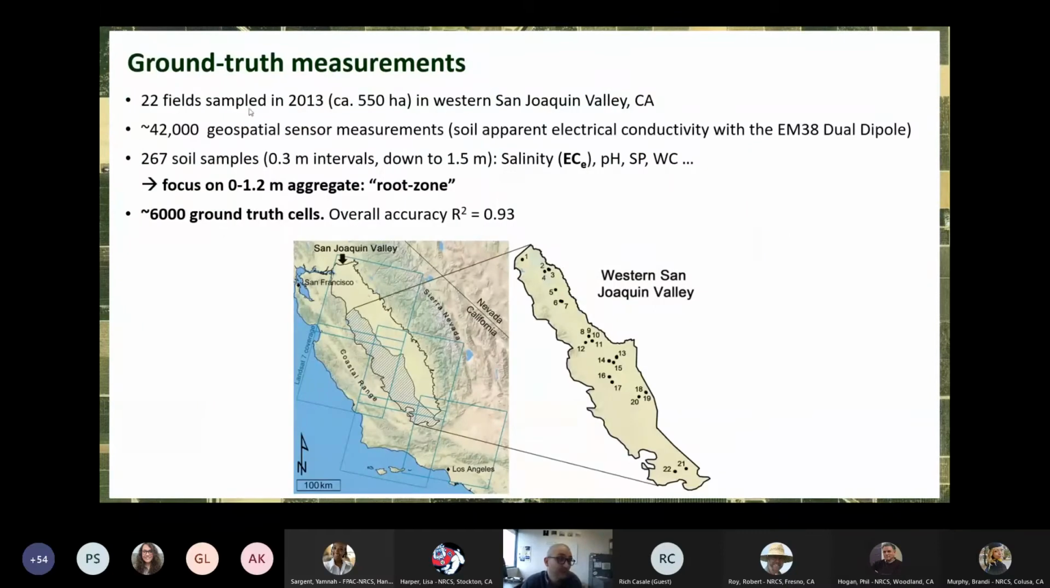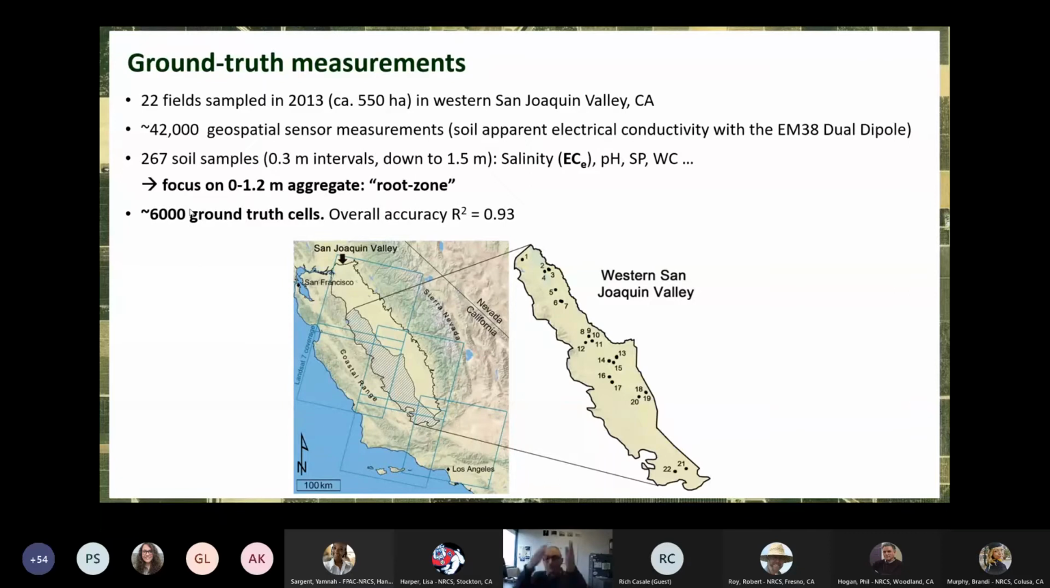So we did this procedure at 22 fields in 2013, in the Western San Joaquin Valley. We acquired over 42,000 soil apparent conductivity sensor measurements that were used to identify a representative location where to do soil sampling. And we measure several soil properties, but we are focusing, of course, on salinity, ECe, on the 0 to 1.2 meter aggregate that we call the root zone.